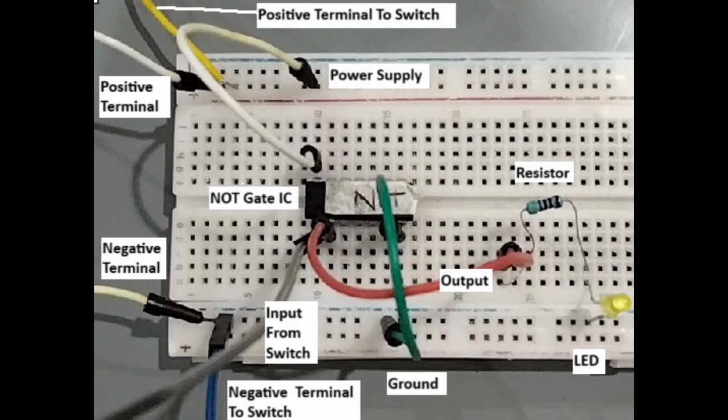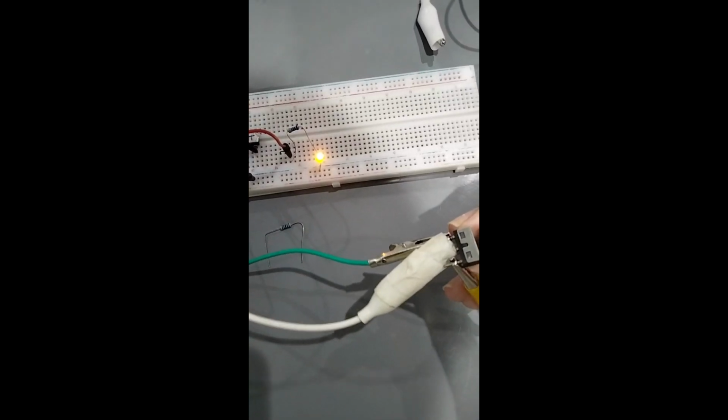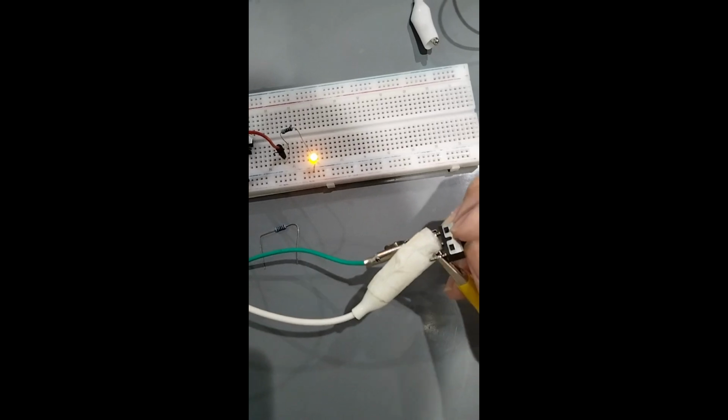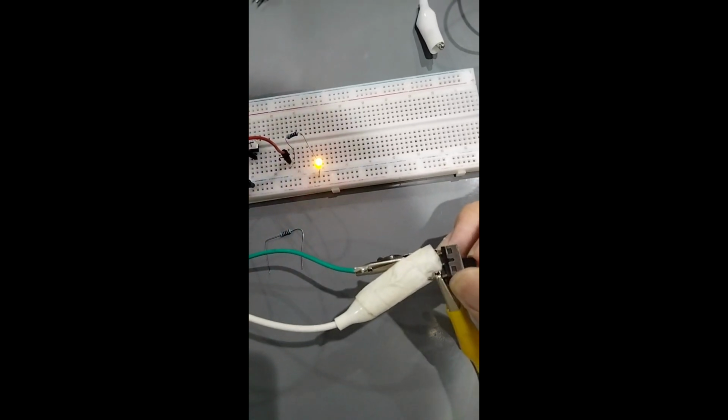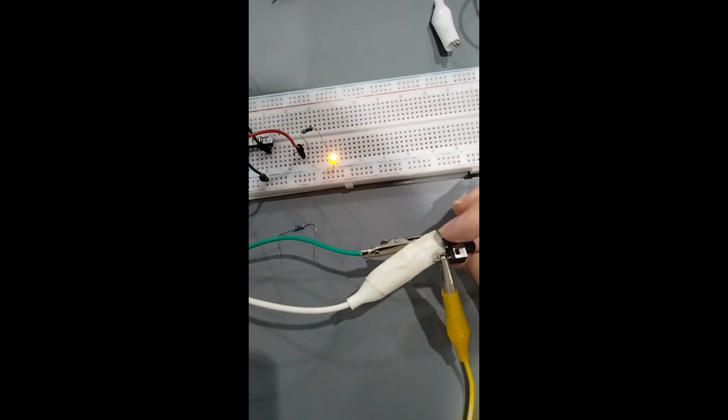First, we have the NOT gate. So now the current state is 0 and the output is 1. And when I switch to 1, the output will be 0. So 0 becomes 1, and 1 becomes 0. It inverts the input.